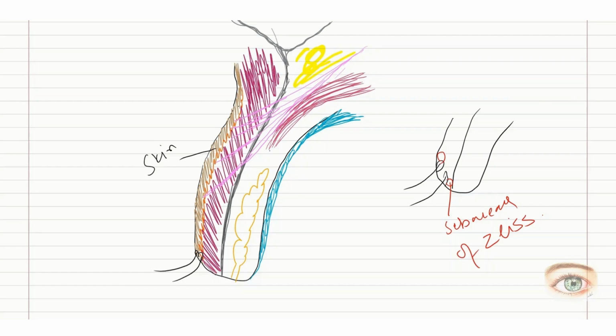Near to these hair follicles, we have glands of Moll, and these are basically sweat glands. Either they open into the lash follicle or they have their separate opening into the skin, right?